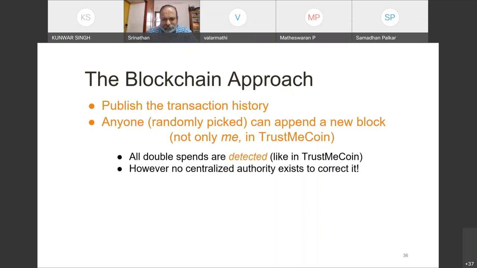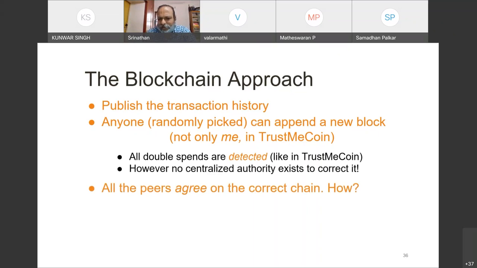And this is all same as what you saw earlier. So all the peers have to agree on the correct chain. The question is how. Now, the randomly picking thing is not going to directly affect this, but indirectly is going to affect in a beautiful way. Let us see what. So how do you make people agree?